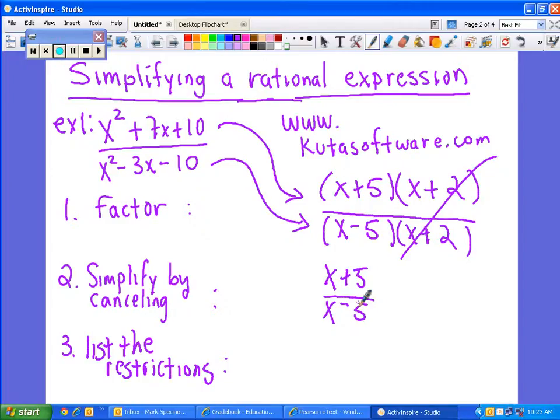Okay, so step number 3 is to list the restrictions. Well, what's a restriction? A restriction in math, in these problems, is some value that makes the denominator equal to 0. Now, why would we want to look for that? Why do we want to look for numbers that make the denominator equal to 0? Because then you're just left with 1.